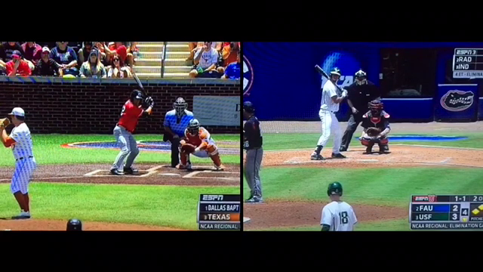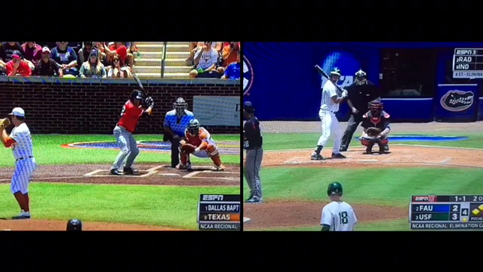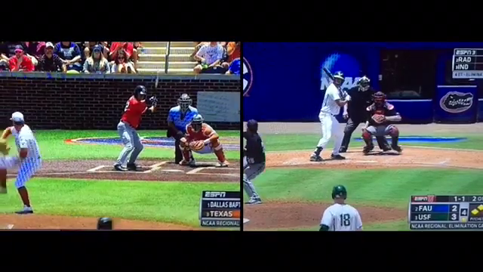So let's start in slow motion. Actually, you know what? We'll play at regular speed. I have them both synced up exactly together, so contact will be made the same in both. Here we go.